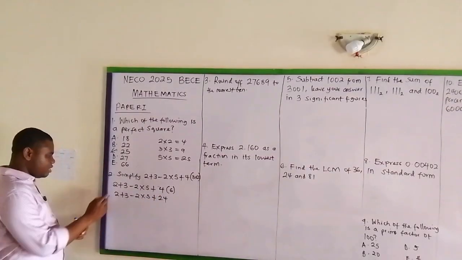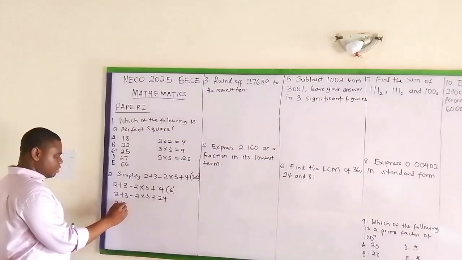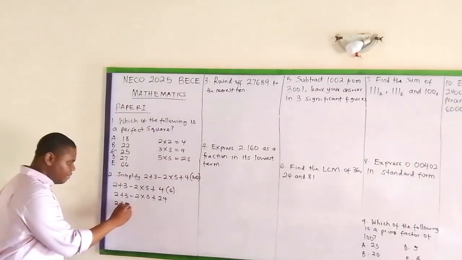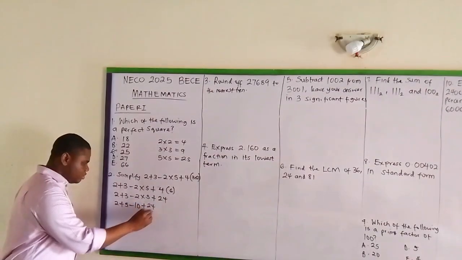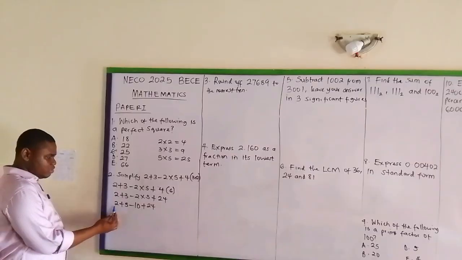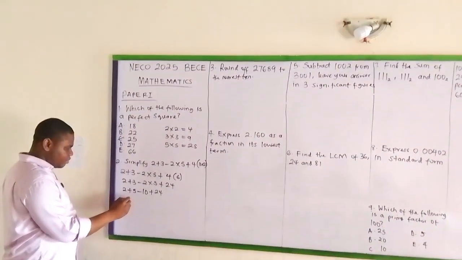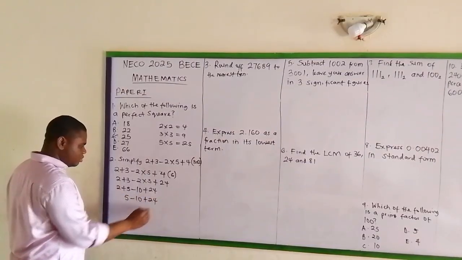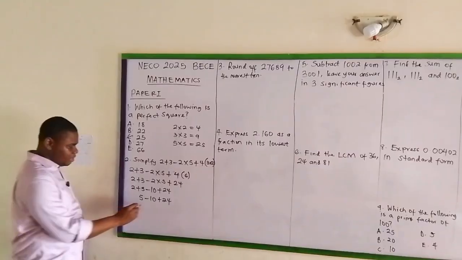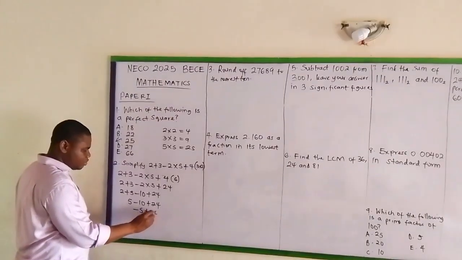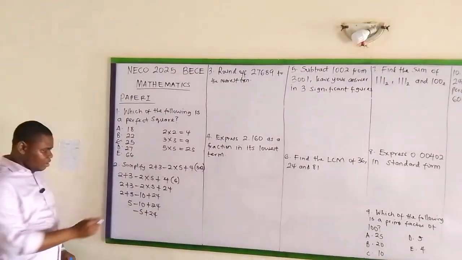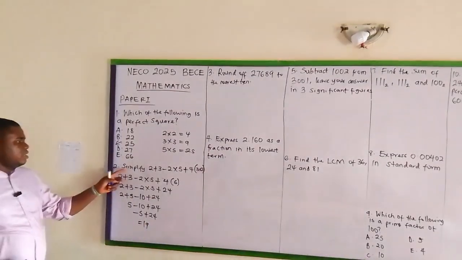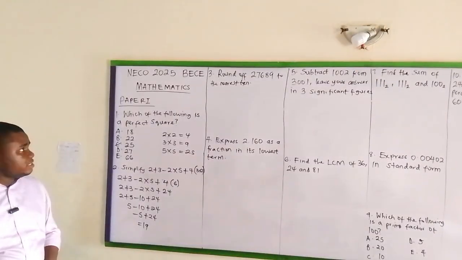Alright, so the next one I'm going to do is 2 + 3. Don't forget I have to multiply first. So -2 times 5 gives me -10, plus 24. So 2 + 3 gives me 5, minus 10, plus 24. So 5 minus 10 gives me -5, plus 24. So -5 plus 24 gives me 19. Therefore, this will give us a final answer of 19.